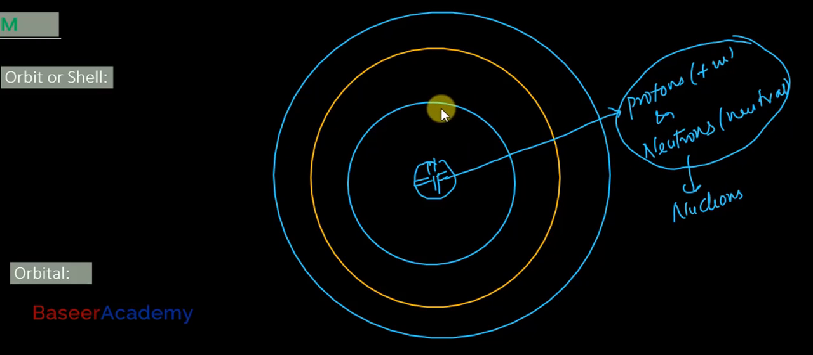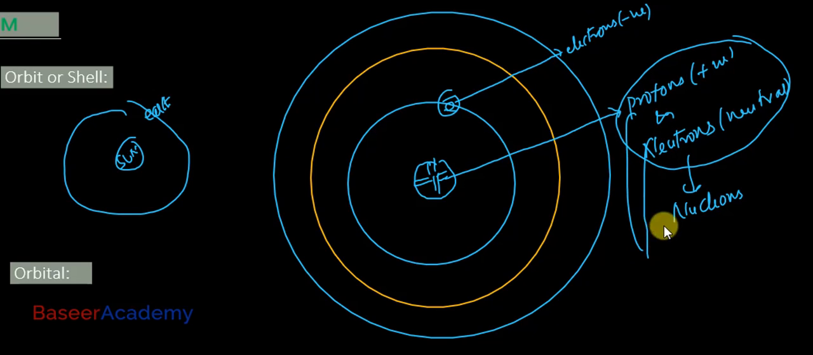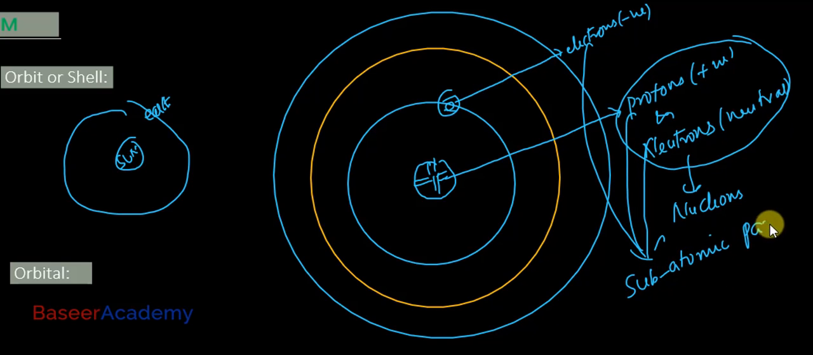And you must have also learned that electrons revolve around the nucleus, just like how all the planets revolve around the sun. All the planets, including Earth, how they revolve around the sun. In the same way, electrons revolve around the nucleus. Now, these electrons have a negative charge. The protons, neutrons, and electrons together are known as subatomic particles. What do we call them? We call them subatomic particles.